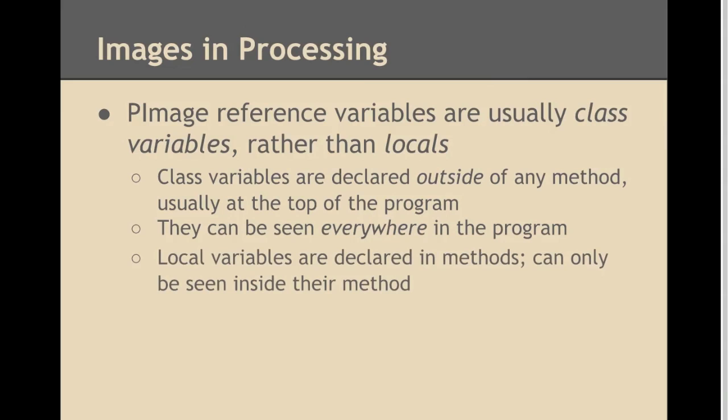On the other hand, things that are declared inside methods are called local variables, and those can only be seen inside their method. Okay, so let me give you an example.